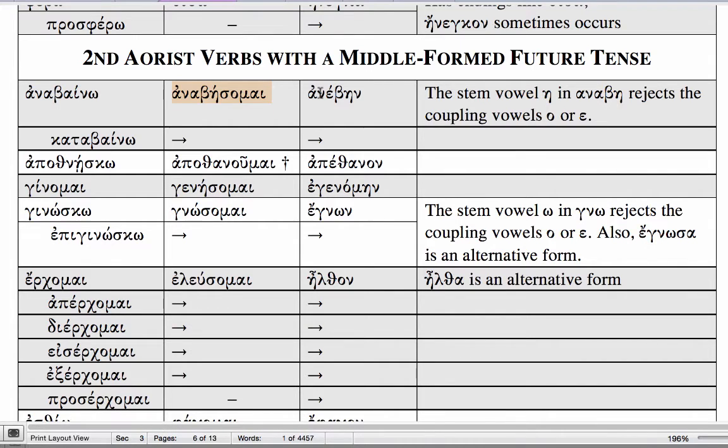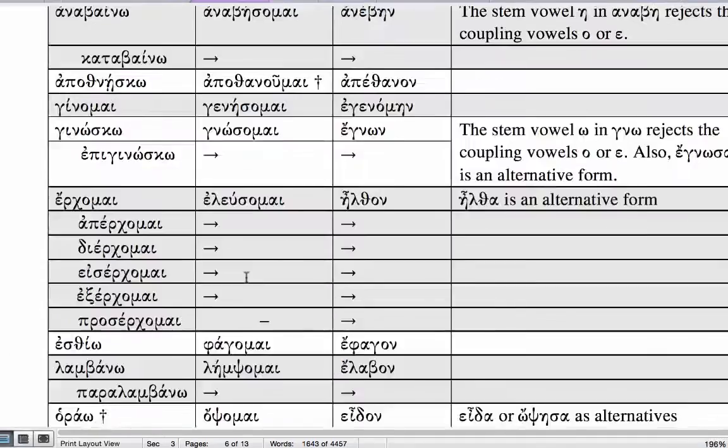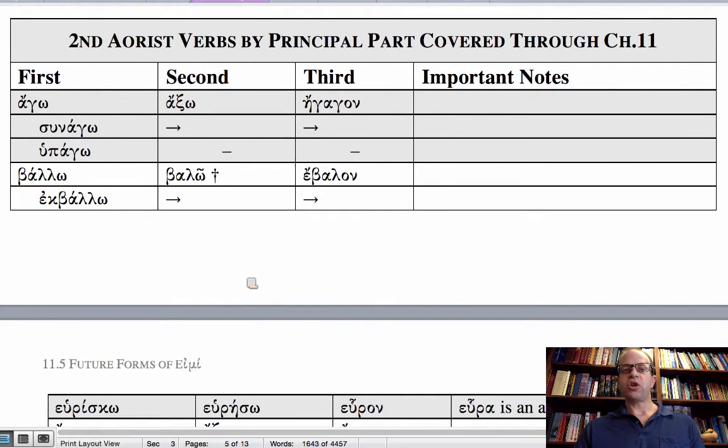And then in the third principal part, they'll go back to being active or stay middle. So these are the verbs that have middle formations in the future tense. Some other notes here are included in these charts that are worth looking at and understanding.